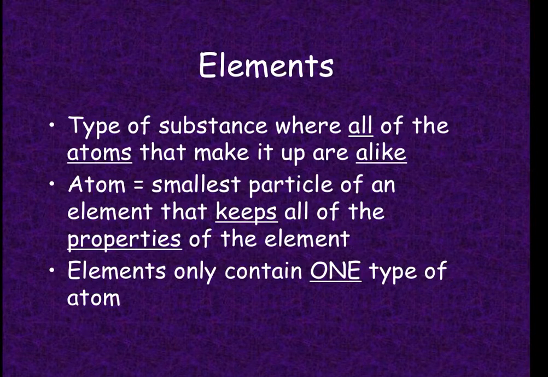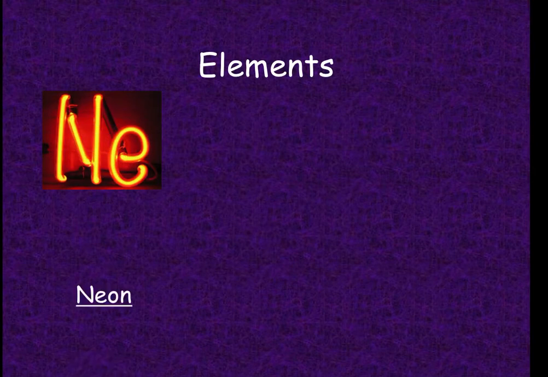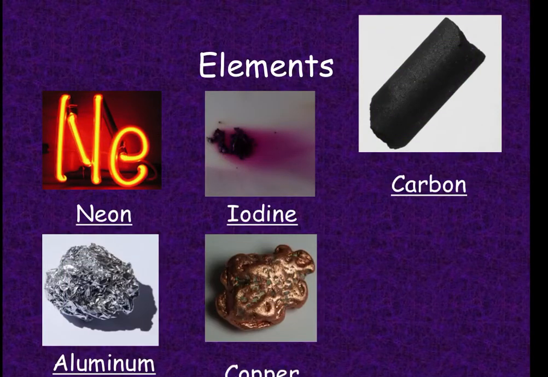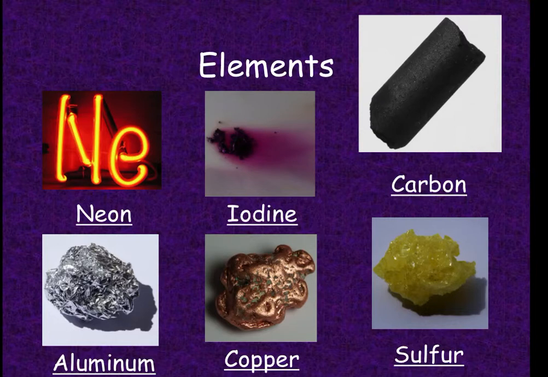So what are some examples of elements? You guys can just write a list, but I've also included some pictures to give you some visual reference. The first one is neon. The second one is iodine. The third is carbon, aluminum, copper, and sulfur.